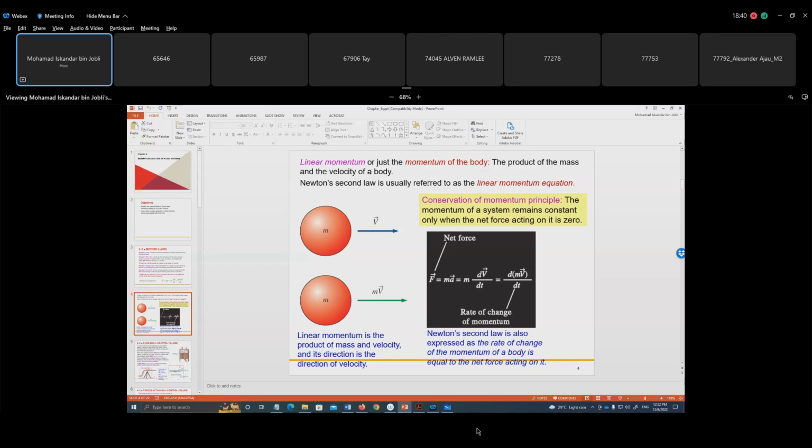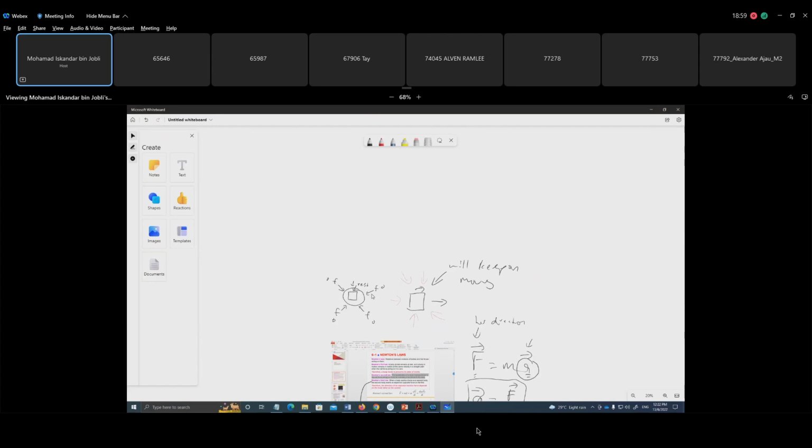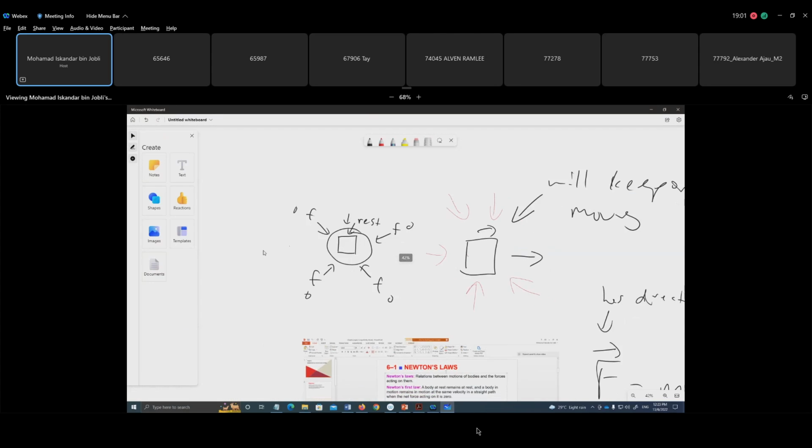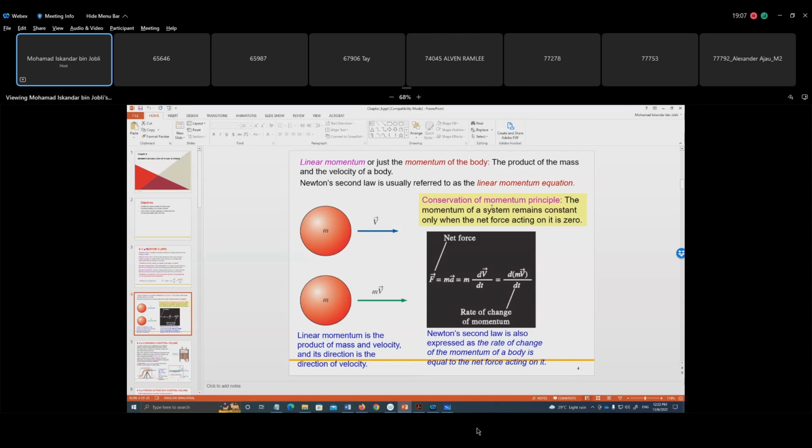Newton's second law is usually referred to as the linear momentum equation. So if you want to know what the linear momentum equation is, this is the linear momentum equation. The momentum of a system remains constant when the net force acting is zero. Okay, again, we go back here, right? We go back to this drawing. It says that the momentum of the system remains constant.